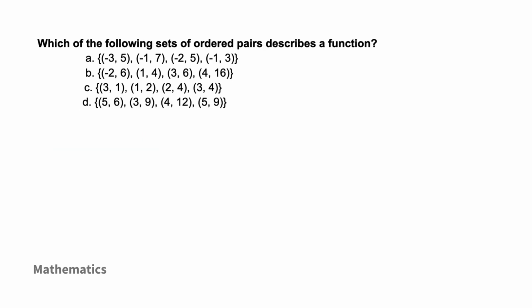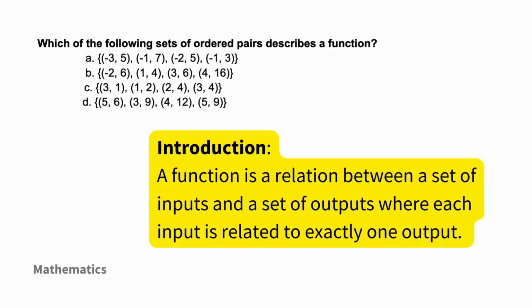Which of the following sets of ordered pairs describes a function? Take a moment here, pause the video, come back when you're ready. All right, let's talk about this. First and foremost, let's recall that a function is a relation between a set of inputs and a set of outputs, where each input is related to exactly one output. This means no input, or x value, in a function can map to more than one output, or y value.